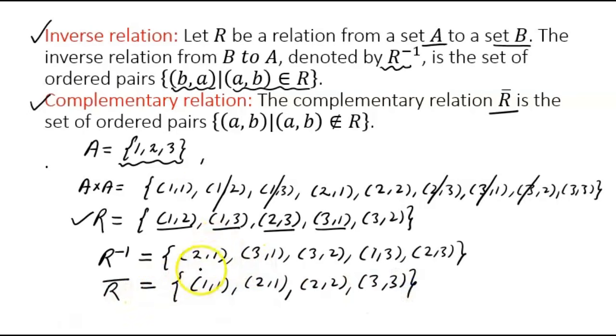So I hope you noticed that if I take R complement and R together, I get the whole Cartesian product, that is A cross A, right? So I believe that you are clear about how to write R inverse and how to write R complement.